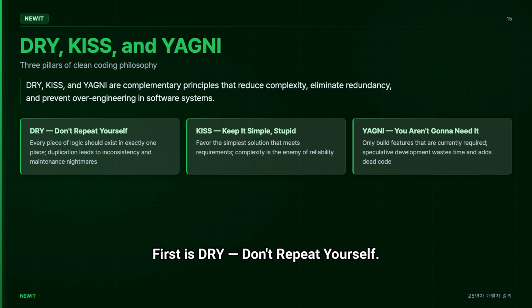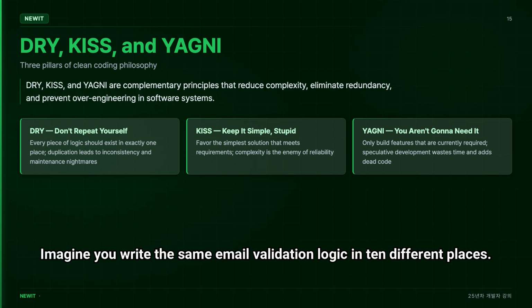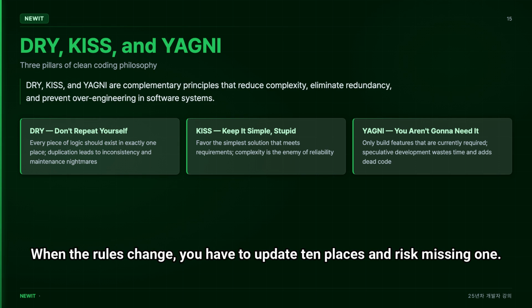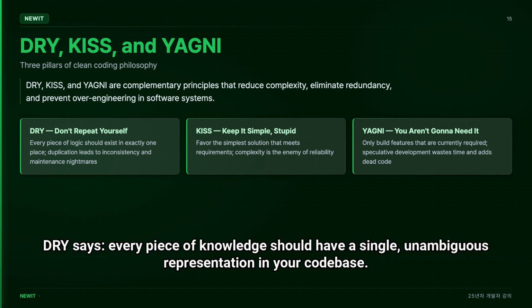Don't Repeat Yourself. Imagine you write the same email validation logic in 10 different places. When the rules change, you have to update 10 places and risk missing one. DRY says, every piece of knowledge should have a single, unambiguous representation in your codebase.